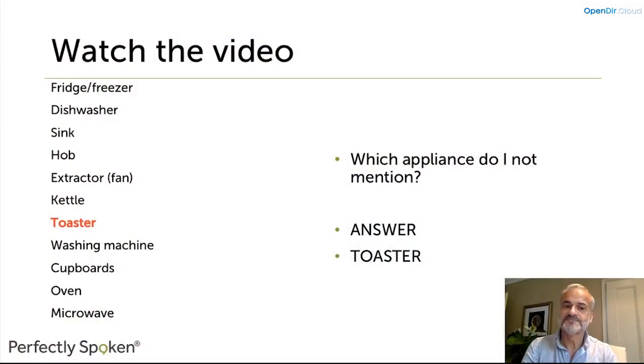The answer? The toaster. There is a toaster in the kitchen, but I don't say toaster. I say dishwasher, sink, hob, fridge, freezer, extractor, kettle, washing machine, cupboards, oven, microwave, but no, I don't say toaster. Watch again. Go back and watch again.